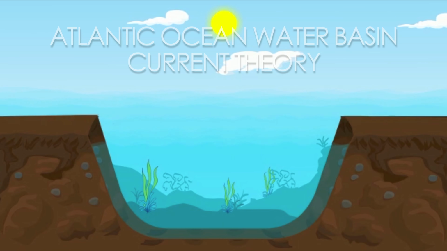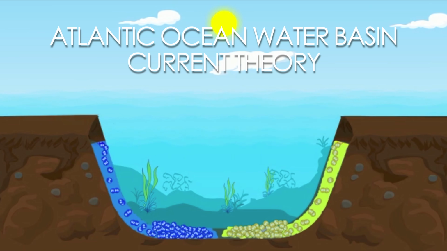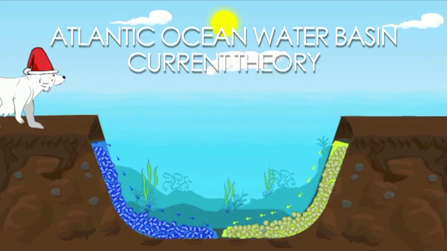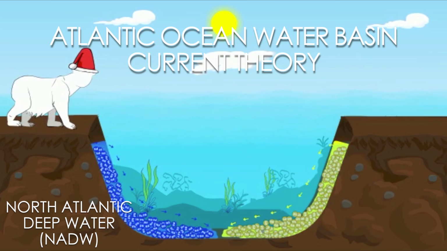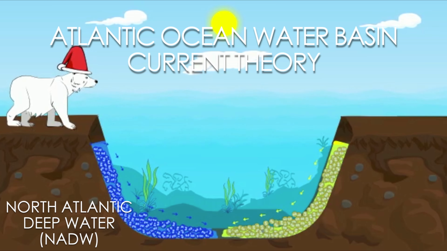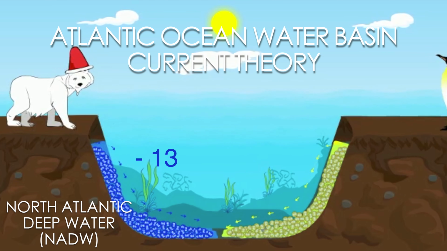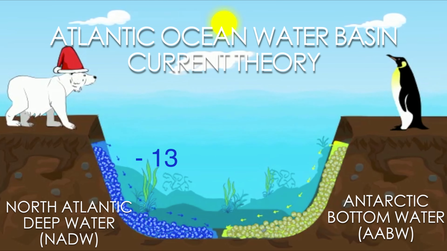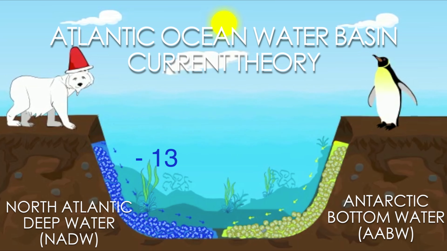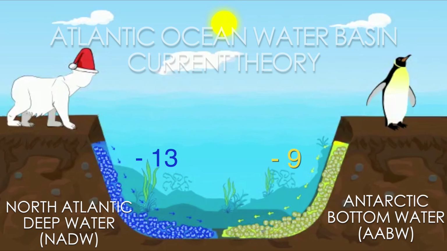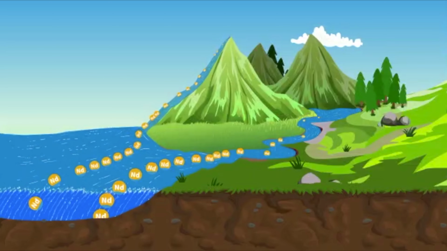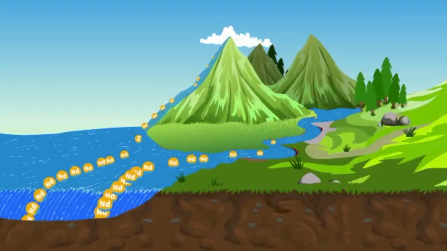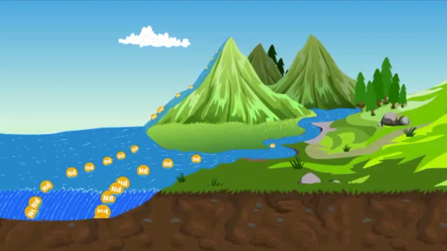To illustrate the current water circulation theory, this is the Atlantic Ocean water basin. On the left, represented in blue, we have the North Atlantic Deep Water Current System, NADW, with an isotope signature of -13. On the right, represented in yellow, is the Antarctic Bottom Water, AABW, with an isotope signature of -9. Most textbooks will say the neodymium we are finding in these water masses are runoff from the land, but our dear scientists believe there are some holes in that theory.